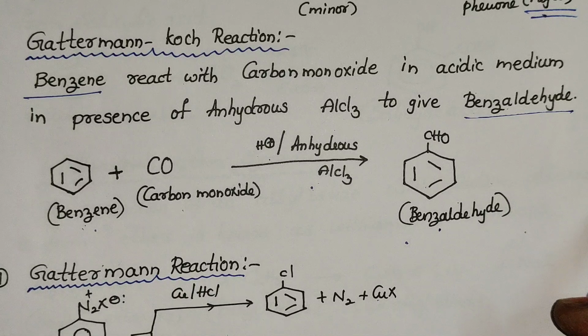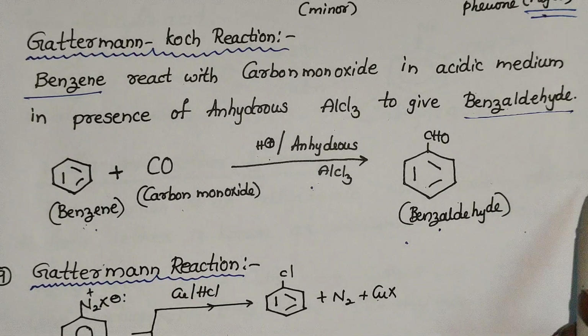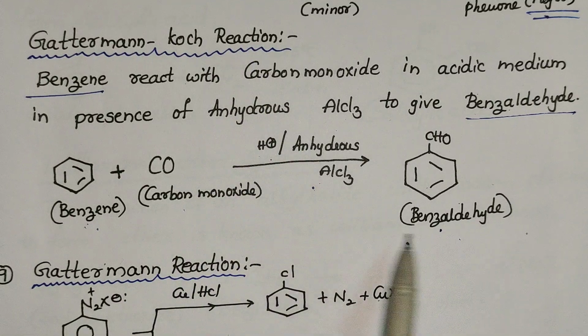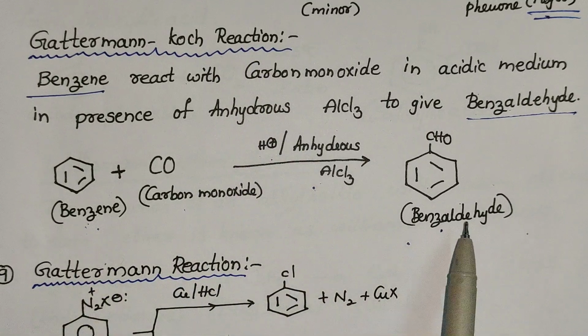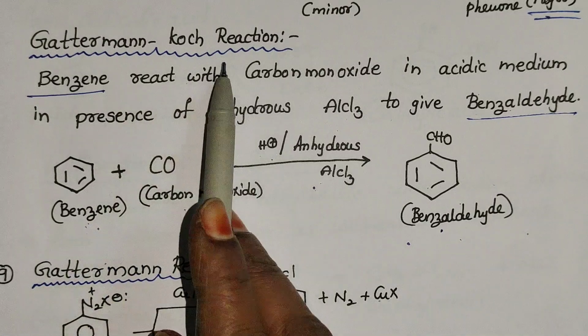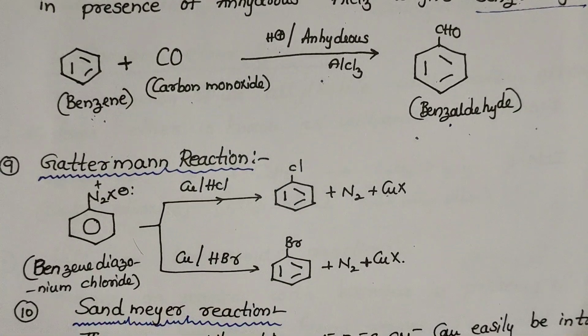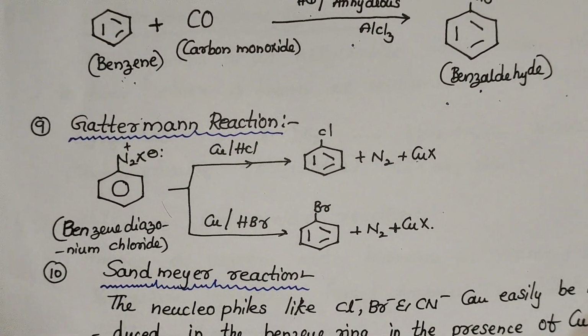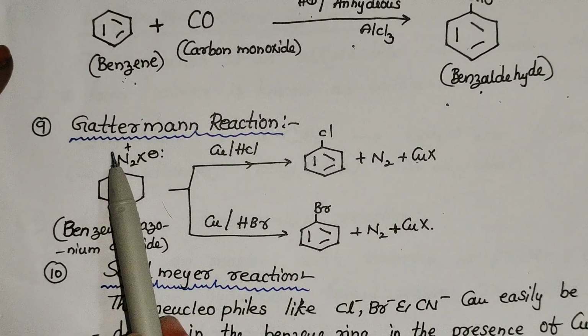This is about the Gatterman-Koch reaction. Once again, the Gatterman-Koch reaction product is benzaldehyde, from benzene. Benzene to benzaldehyde formation is the Gatterman-Koch reaction. Next we have a similar name, the Gatterman reaction, not Koch. Here, no Koch, only Gatterman.